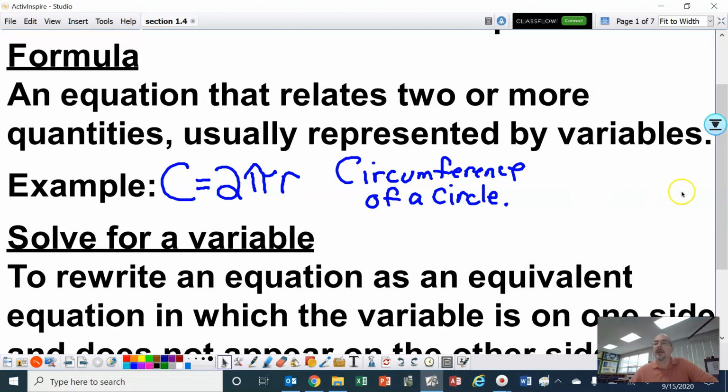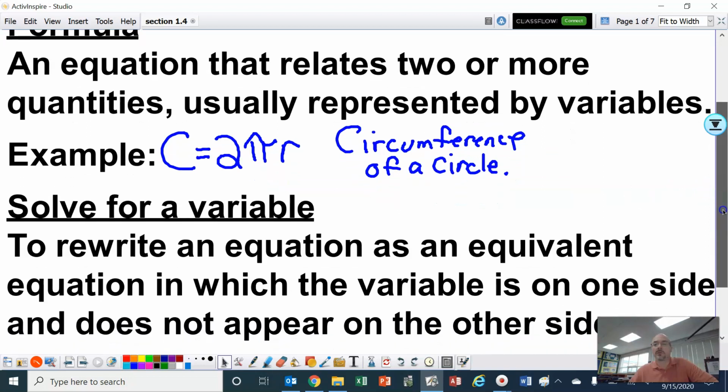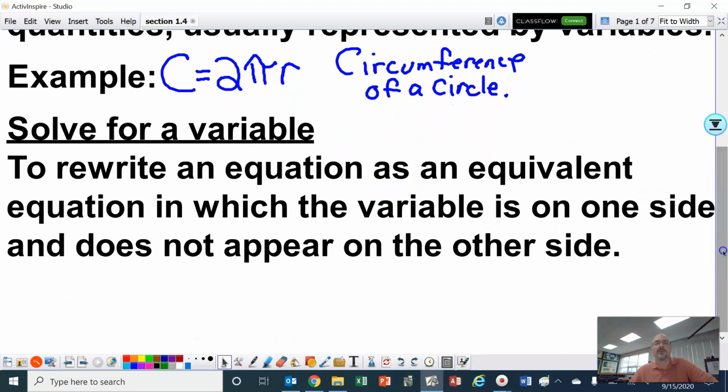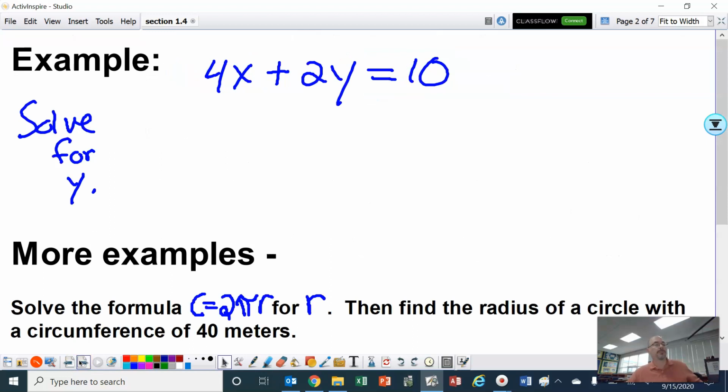All right, so what we're going to be doing today is we're going to look at solving for a variable. We want to solve for a certain variable. So what we're going to end up doing is we're going to rewrite the equation as an equivalent equation in which the variable is on one side and does not appear on the other side. All right, here we go. Let's look at some examples.